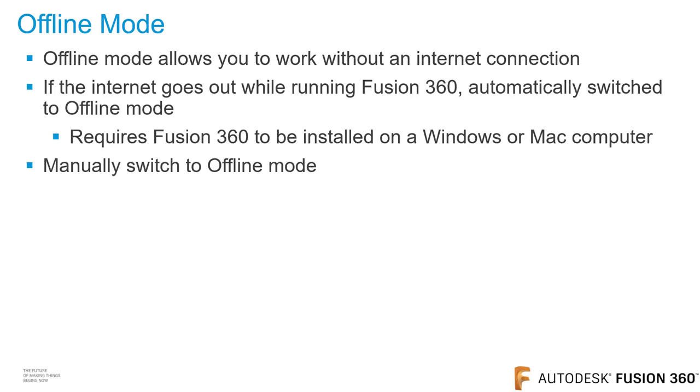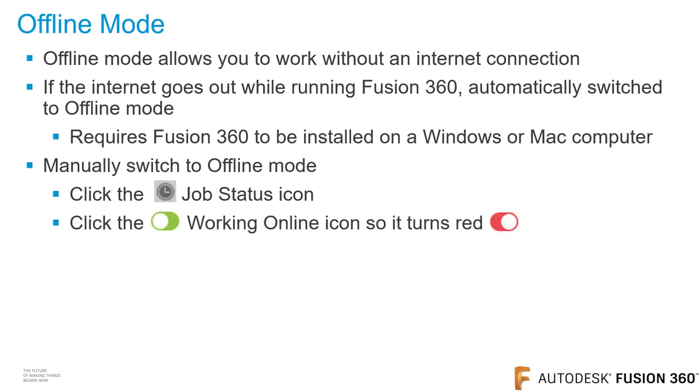You can also manually switch to offline mode. To do so, click on the job status icon on the top right corner of the Fusion 360 screen. Then click on the slider to change to offline mode.